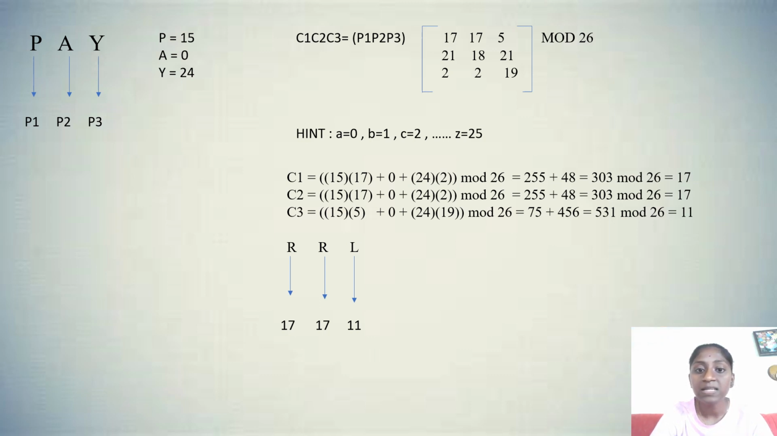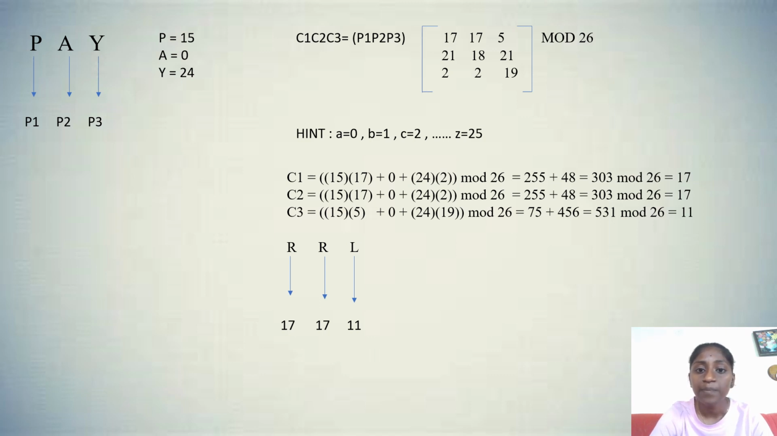Then C2. C2 is equal to P1 into 17, that is 15 into 17, plus P2 which is 0, 0 into 18 is equal to 0, and then P3. P3 is 24, 24 into 2. We get a total of 303 again, and 303 mod 26 is equal to 17.